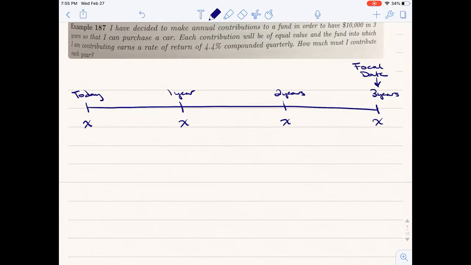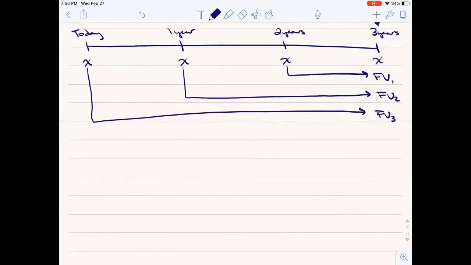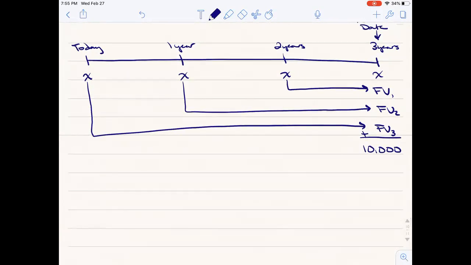So we're going to draw all the arrows to 3 years. So I start at the one closest to it, and I say, well, this is future value 1. This is future value 2. And this here is future value 3. And I'm going to force these to total $10,000.